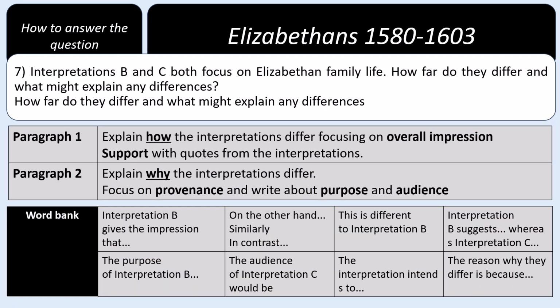So in terms of how to structure your answer, paragraph 1 is how they differ. You need to really compare them. Use phrases like "on the other hand," "similarly," "in contrast," "this is different," "Interpretation B suggests, whereas interpretation C suggests." And then a separate paragraph for why the interpretations differ. Look at the provenance, like where the sources come from, and in particular, write about purpose and audience. That's the key thing to explain why they differ, because they've got a different purpose and a different audience, and they'll always give you some clues to that in the actual interpretations, which you need to use as part of your answer.